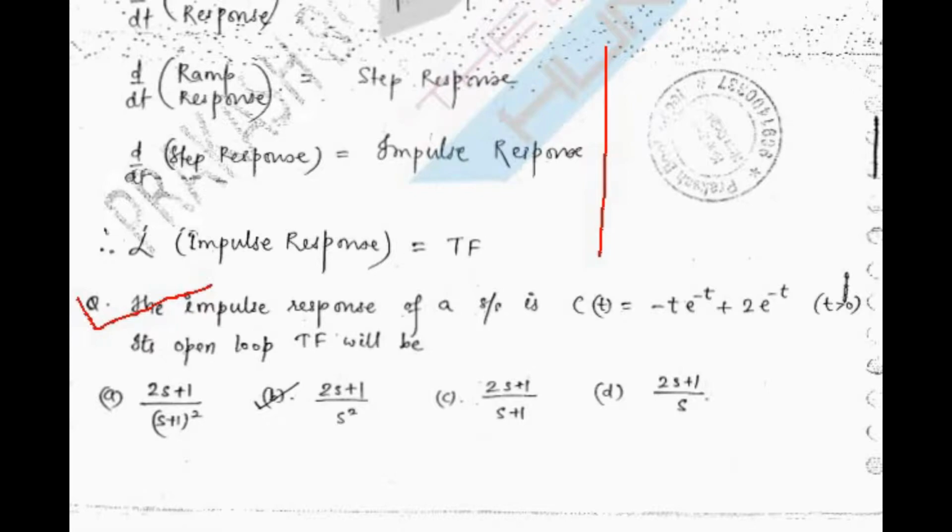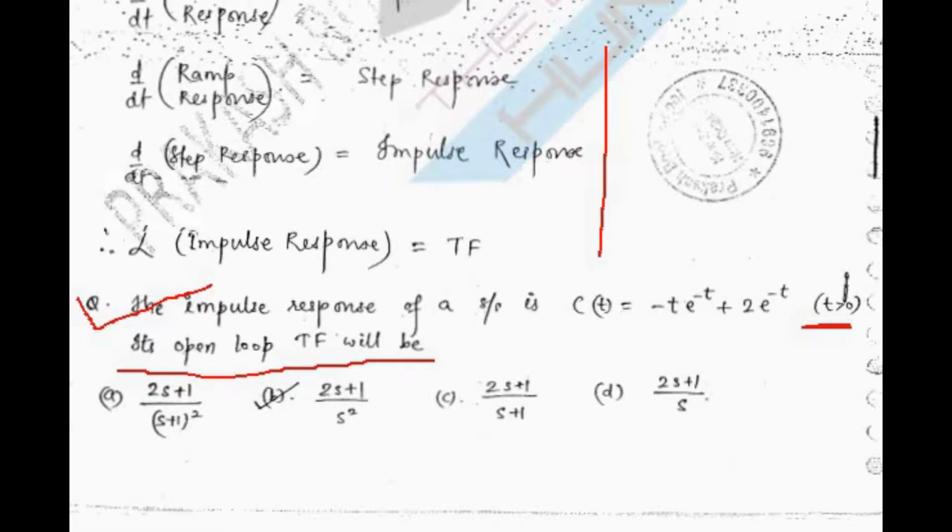Okay, right? So first we'll read: the impulse response of a system is c of t equal to minus t e to the power minus t plus 2 e to the power minus t. This is an important condition, for t greater than 0. Its open loop transfer function will be. So what they want is the open loop transfer function.